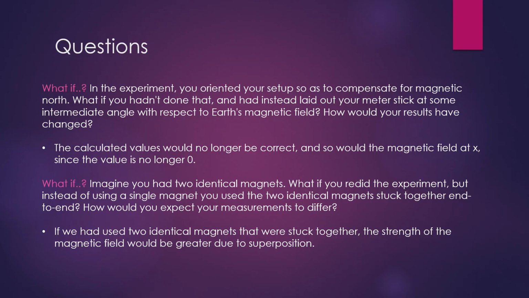All right, lastly, just a couple questions. Had we not compensated for magnetic north, the values we calculated definitely would not be correct anymore. And had we used two identical magnets and stuck them together to create one mega magnet, the strength of the magnetic field that we measured would be greater due to superposition.